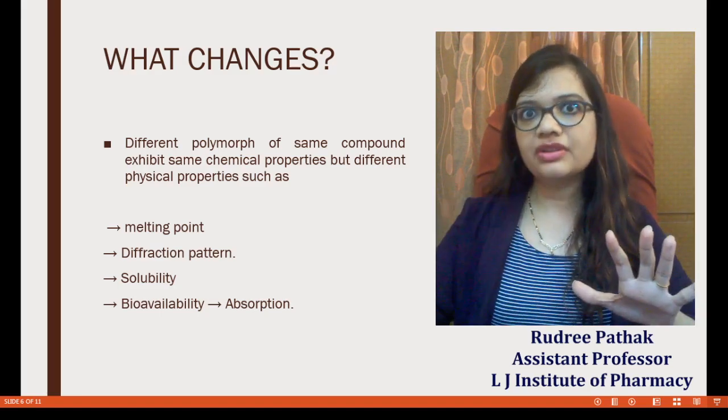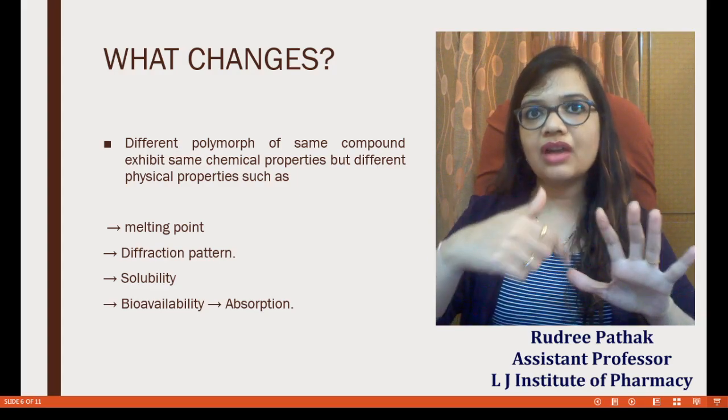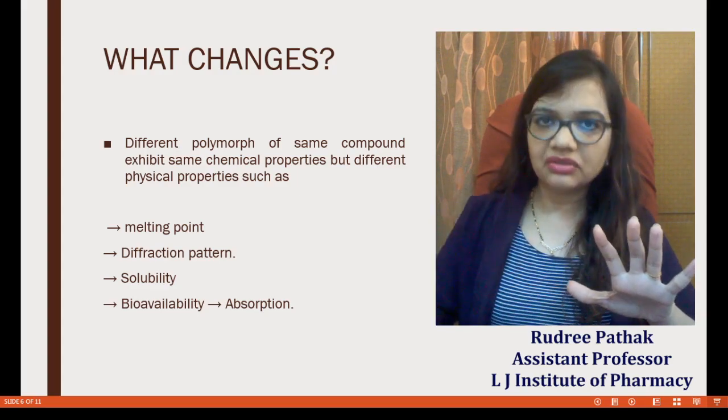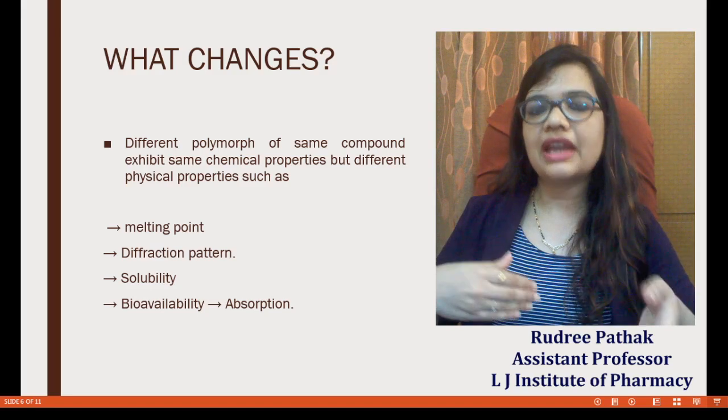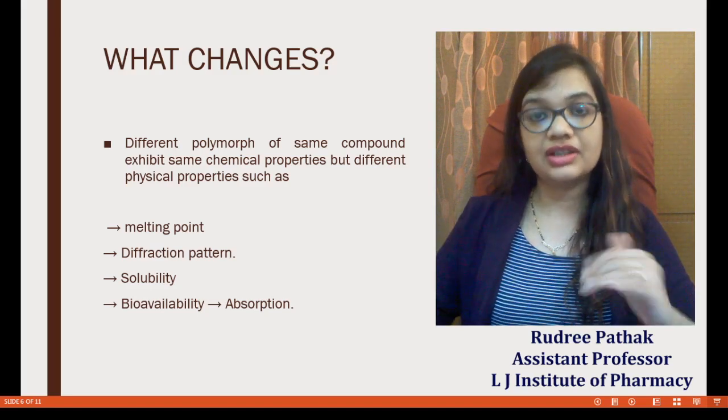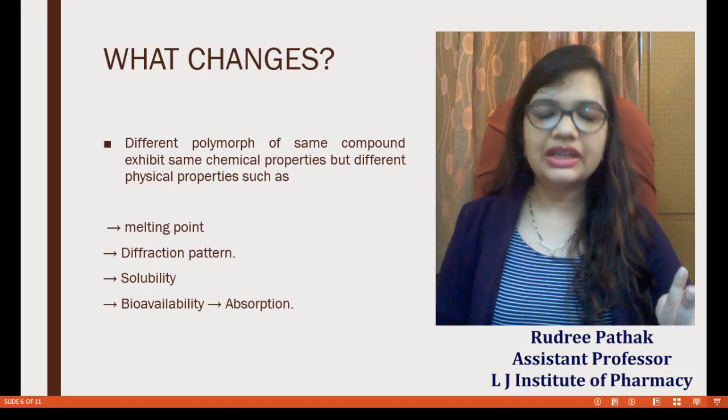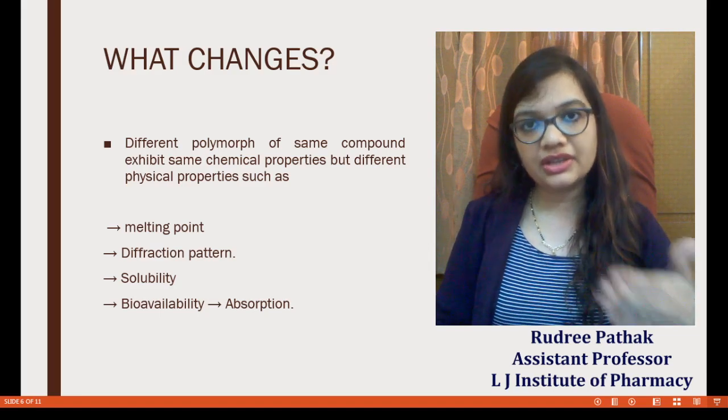So it is a possibility that only one out of these 5 will be actually active, and the other 4 will be inactive, or can even cause disastrous effects. You never know. That depends on the kind of molecule that we are studying.